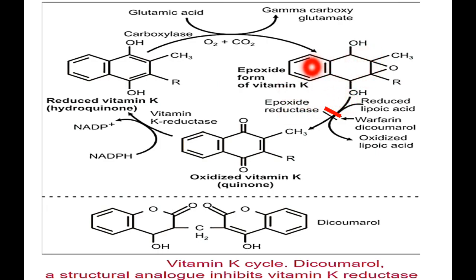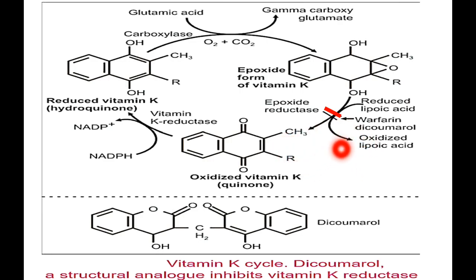Then this epoxide form of vitamin K is converted to the oxidized vitamin K, that is the quinone form, which requires epoxide reductase as the enzyme. Then vitamin K is regenerated to the hydroquinone form by the vitamin K reductase enzyme, which requires NADP and NADPH as a coenzyme. The epoxide reductase enzyme is inhibited by warfarin and dicumarol, which are structural analogs of vitamin K.